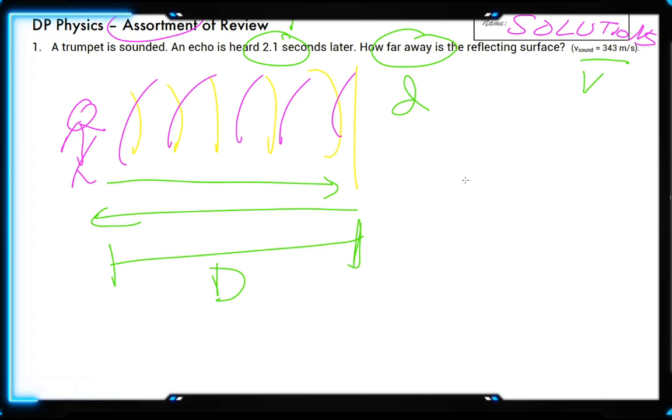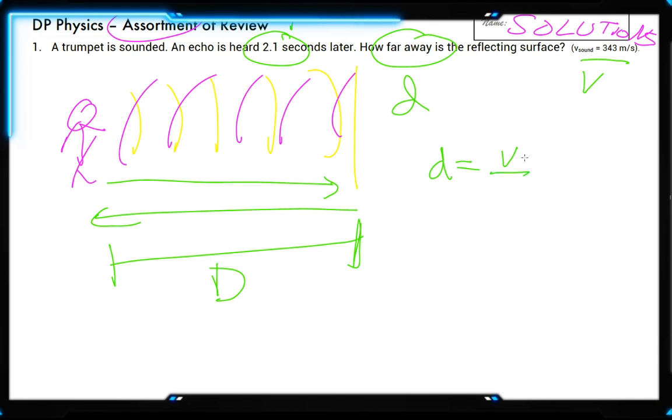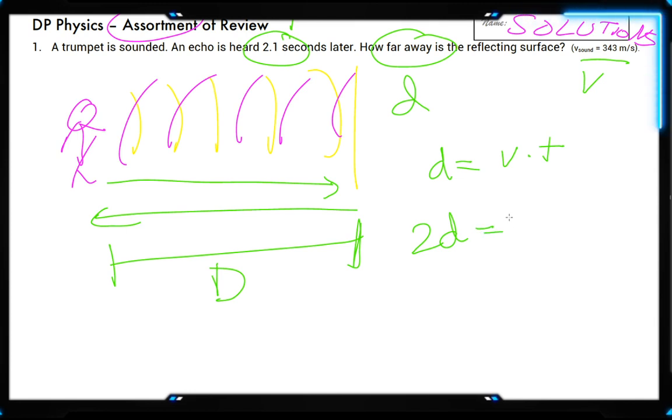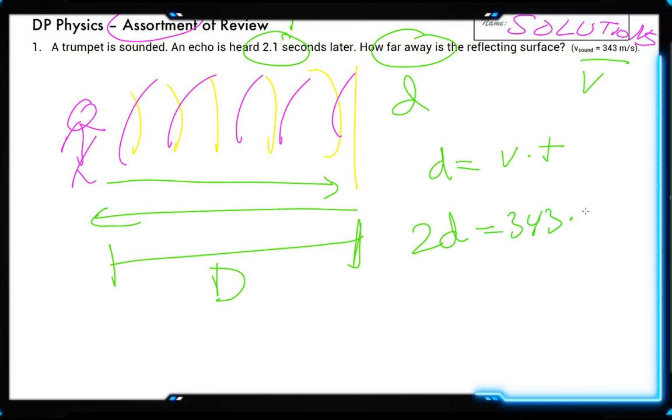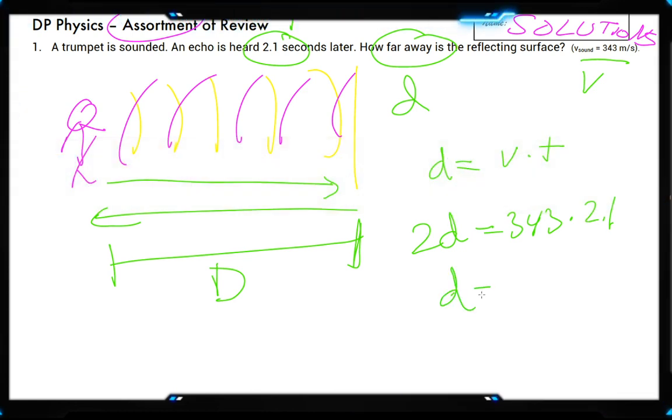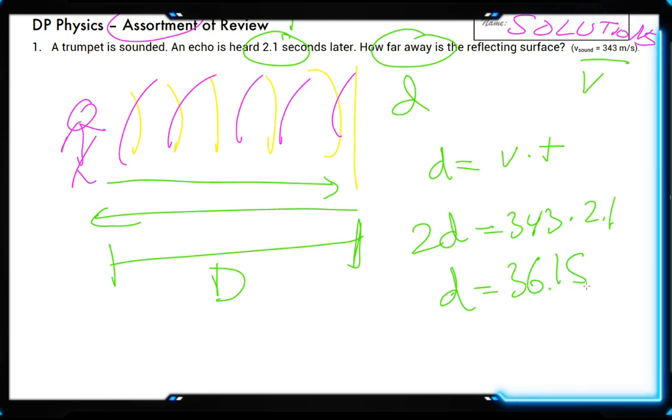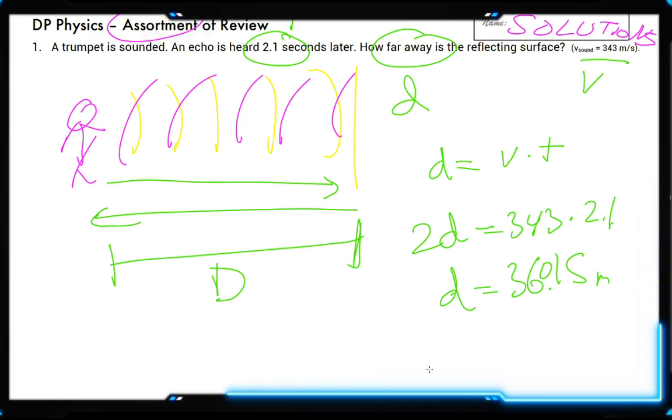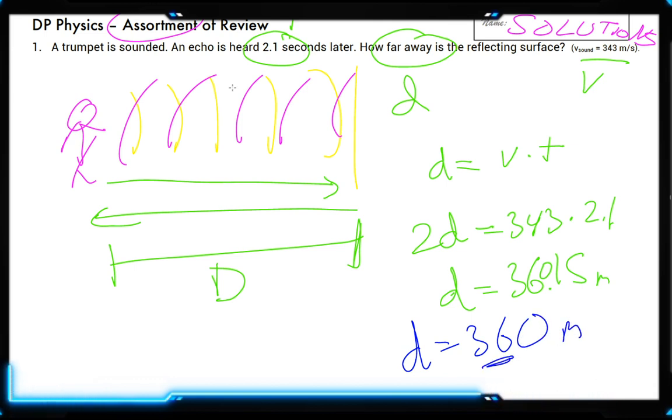The distance the sound wave travels is actually 2d, so we can use distance equals velocity times time. And let's just say 2d equals 343 times 2.1. And we solve that, and we get d equals 360.15 meters. But we want to round that. Let's say our final answer is 360 meters. 2 sig figs, because in the question we got 2 sig figs.